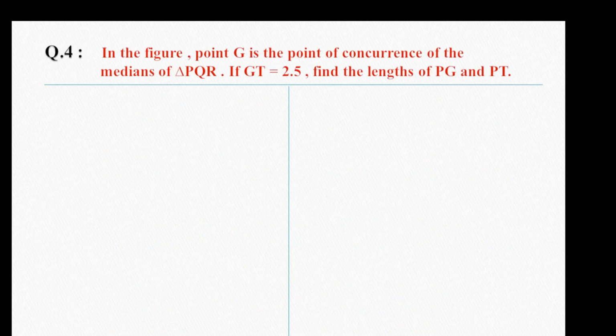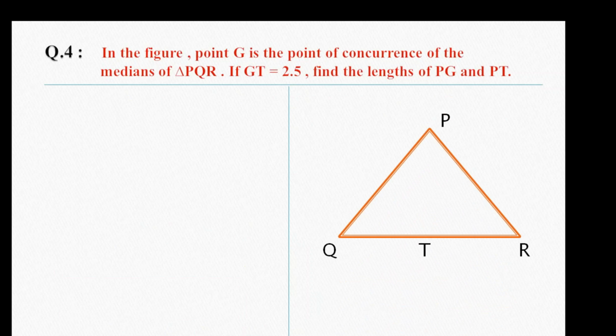Now question number 4. In the figure, point G is the point of concurrence of the medians of triangle PQR. If GT is given to you as 2.5, then you have to find the lengths of PG and PT, right? So the figure is given, that is PQR is a triangle, right? PT is the median of the triangle. RS, you can write any name to that median, RS is another median you can mention, and QL is another median of this triangle, right? Now G is the point of concurrence of the medians of the triangle PQR, that is nothing but the centroid.